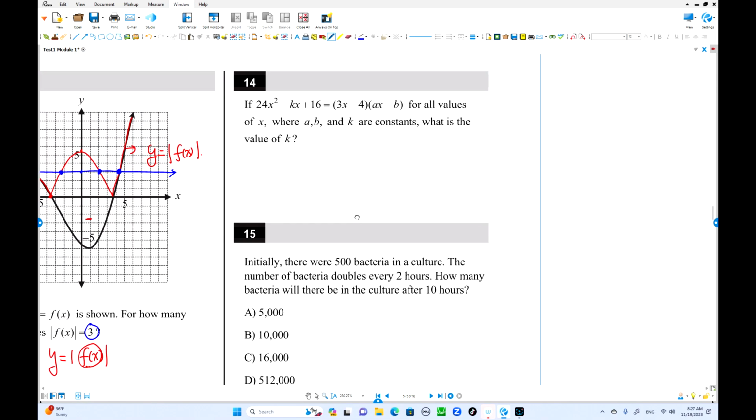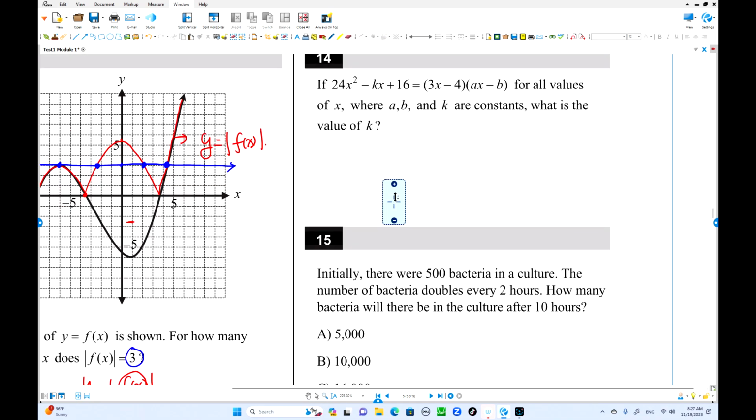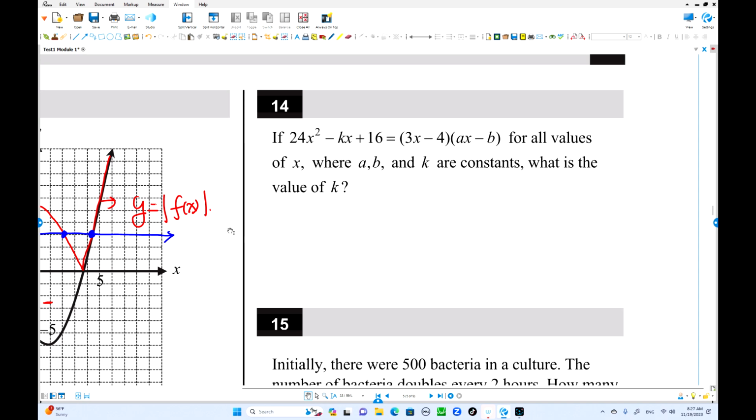Here is number 14. 12x squared plus kx plus 16. The left-hand side and right-hand side are equivalent, just in different forms. The right-hand side is in factored form, the left-hand side is in standard form. But they must be equal for any value of x. So what is the value of k? We're going to find this value of k in the middle.